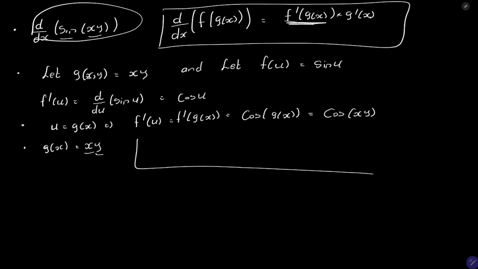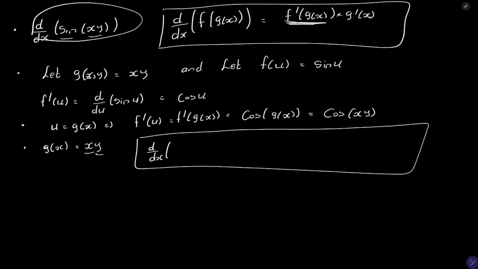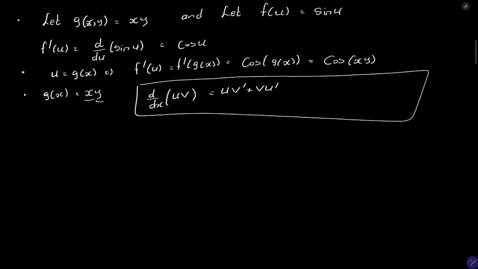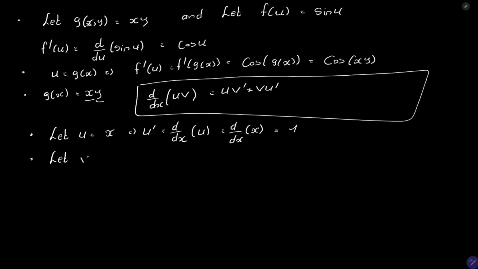So what does the product rule state again? Let's recall the formula. The product rule states that the derivative with respect to x of a function uv is equal to u dv plus v du. So in this case, we then need to identify our u and our v. Let u be equal to x. It implies that u prime, which is the derivative with respect to x of u, which is the derivative with respect to x of x, gives us the function 1. Let v be equal to y.